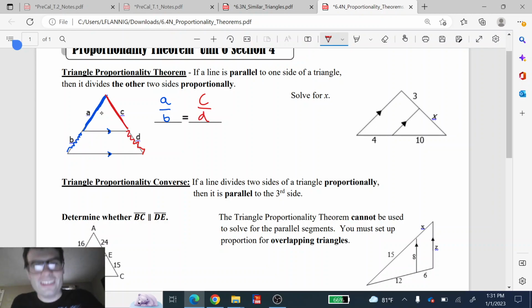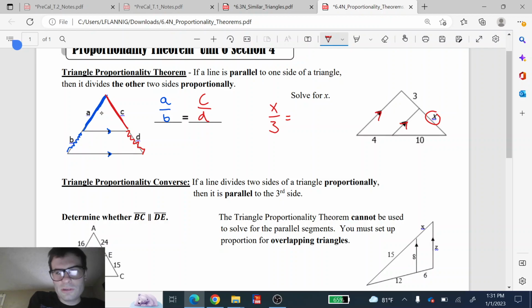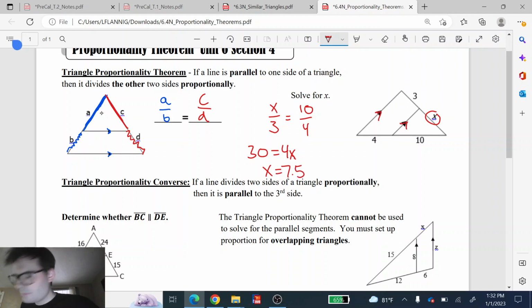And to put that in some reference, we can solve for x here by saying, because these two lines are parallel, x divided by 3 should be equal to 10 divided by 4. That means we have to cross multiply: 3 times 10, giving us 30, and x times 4, giving us 4x, which means x is equal to 7.5 when you divide both sides by 4. That is the triangle proportionality theorem.